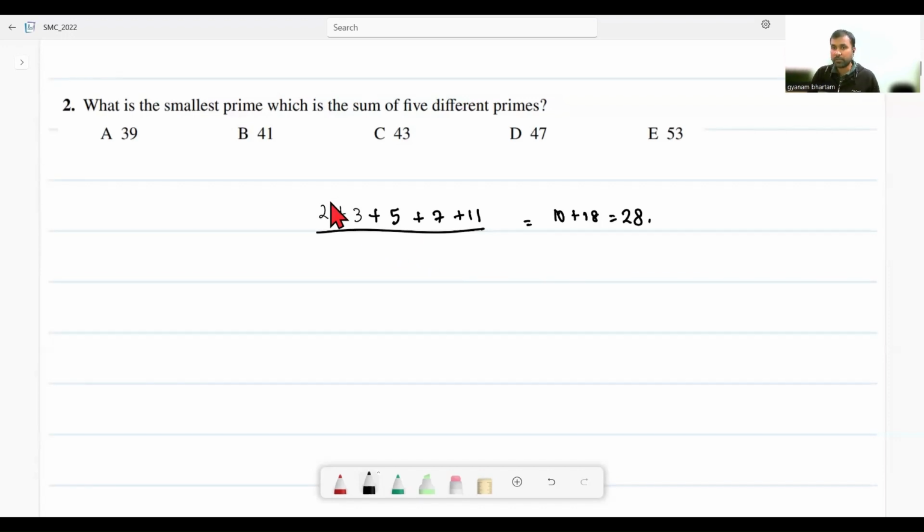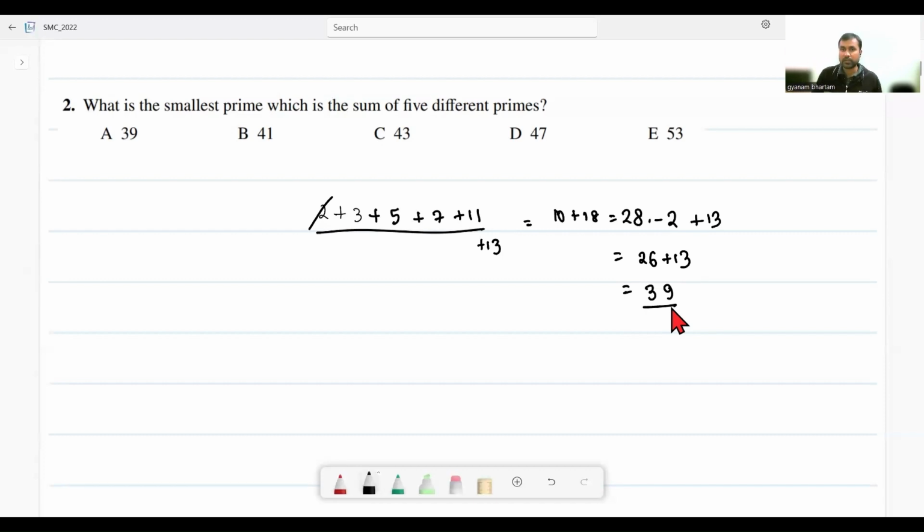Now, if we skip 2, okay, like we don't want to skip 3, because anyhow we have to add the next prime number. So if we skip 2, we go to 13. So we can do minus 2 and we can add plus 13, right, to this. So this is going to give 26 plus 13, 39. 39 didn't work, I think.